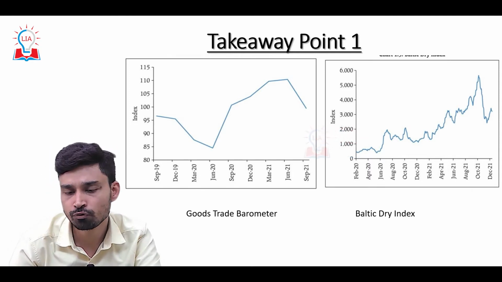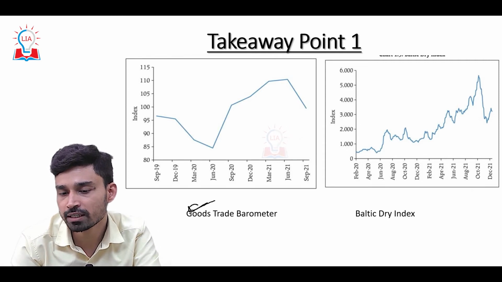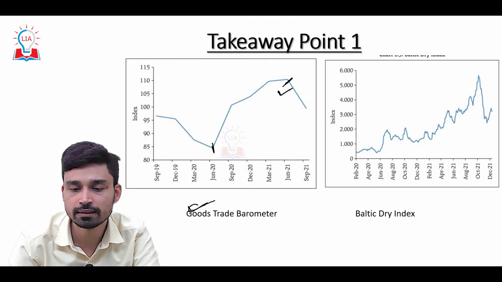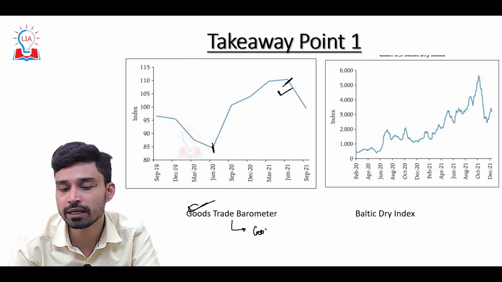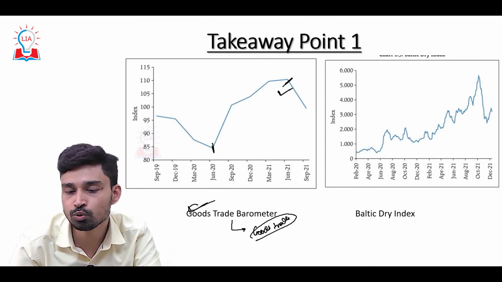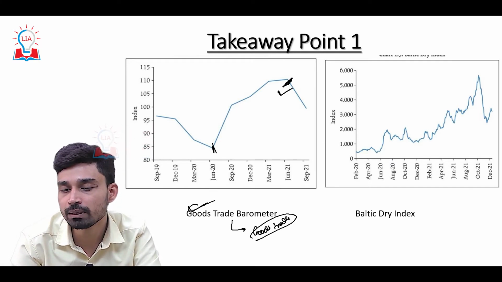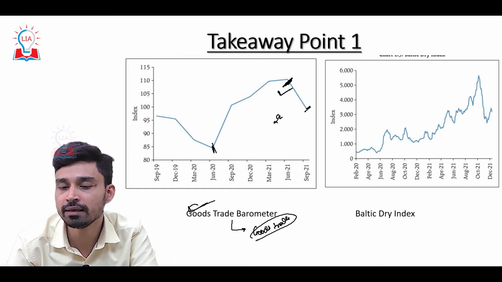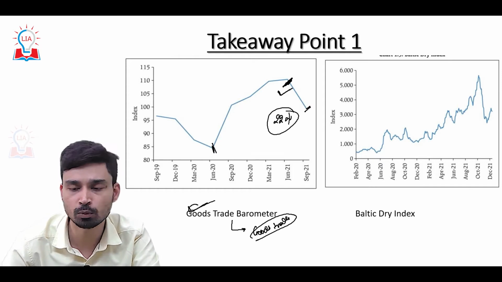are used by RBI. So first is the goods trade barometer. If you look at this particular chart, what we are seeing is that between June 20 and June 21, this goods trade barometer, which gives us an idea about the goods trade happening at the global level, was rising. But since June 21 till September 21 we are seeing a sharp decline. Almost 22% decline has happened in goods trading at the global level.